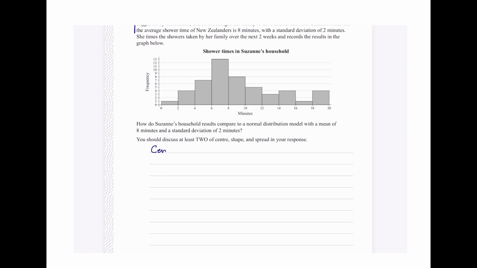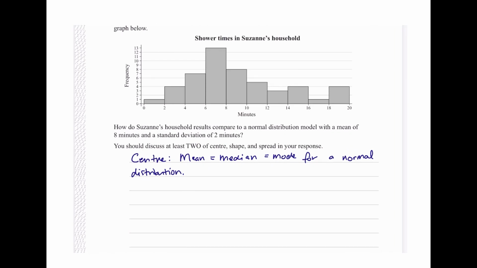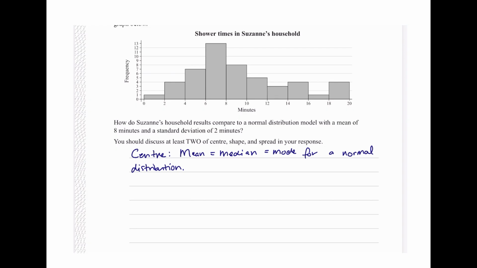So first of all, let's look at center. Theoretically, for a normal distribution, hopefully you know that our mean should be the same as the median, and it should be the same as the mode. So mean equals median equals mode for a normal distribution. I'm going to zoom in a bit. Mean should equal the median, or it should equal the mode.